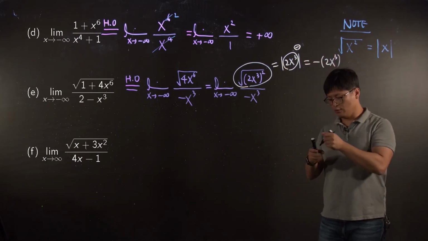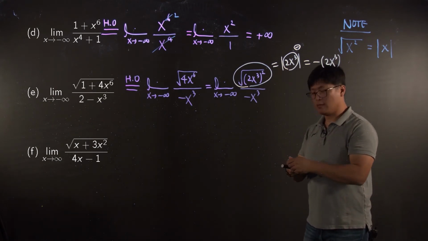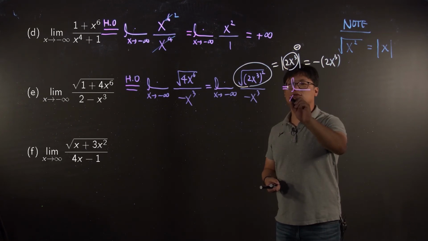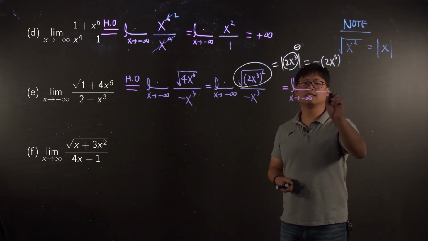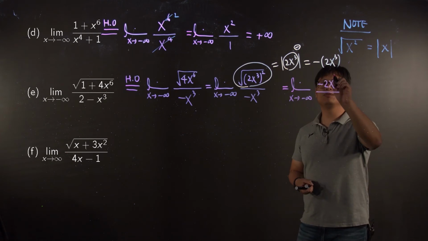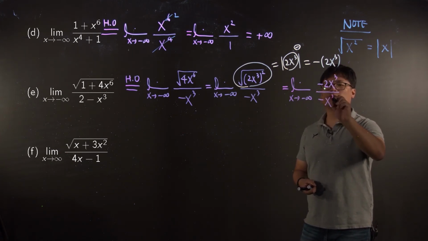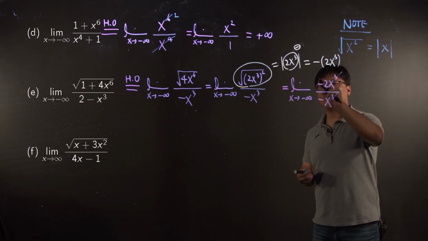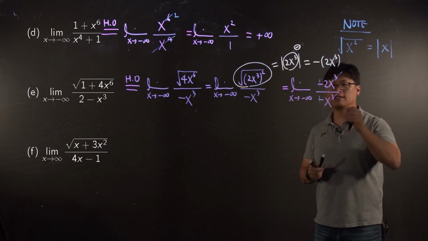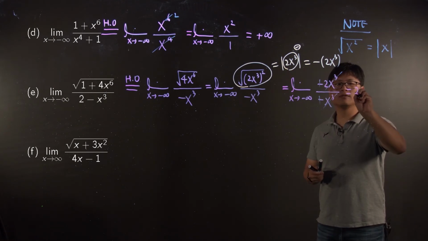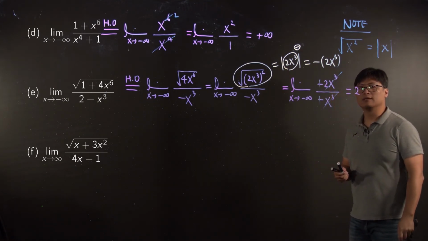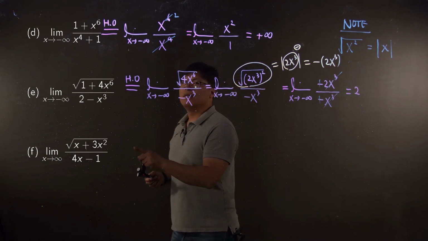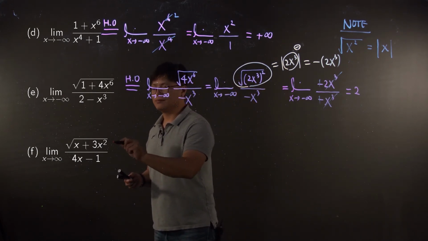Is that clear? So this one is equal to limit x goes to minus infinity of minus 2x cubed minus x cubed. So when you cancel out everything, this guy and the sign as well, your answer is 2. Is that clear? What about this one? I will do the same thing, okay? Let me apply the higher order first.